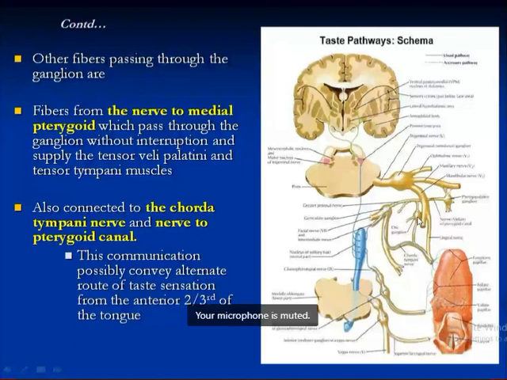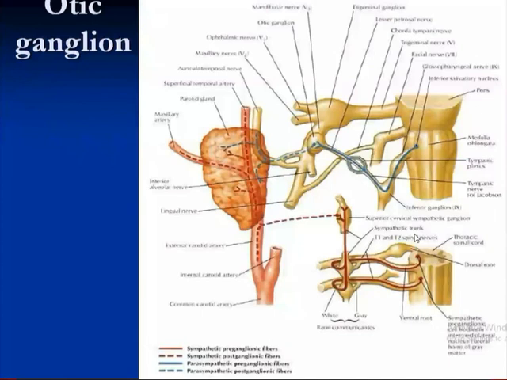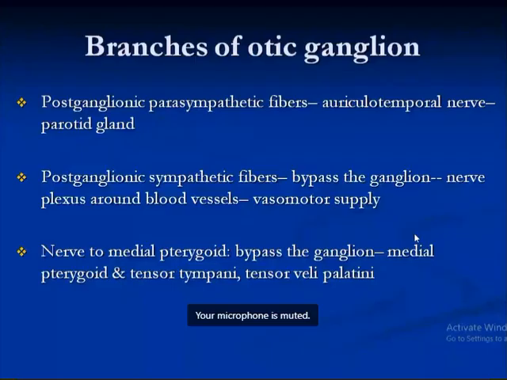Now the branches: the postganglionic parasympathetic fiber, the auriculotemporal nerve, will be the branches. Next one is the postganglionic sympathetic fiber, which will bypass the ganglia, the nerve plexus around the blood vessels. That will be another branch, and the nerve to medial pterygoid, which will bypass the ganglia without any interruption. Those will be the branches of the otic ganglia.